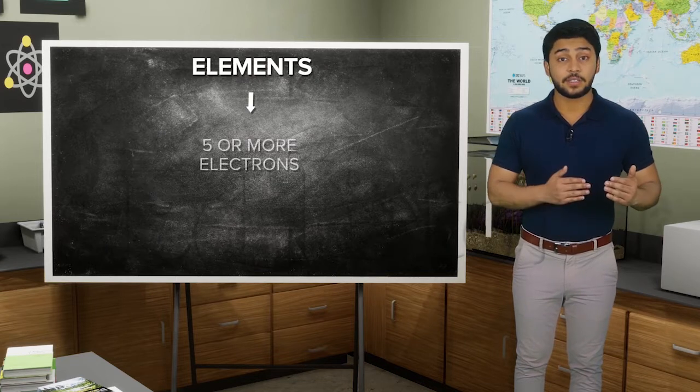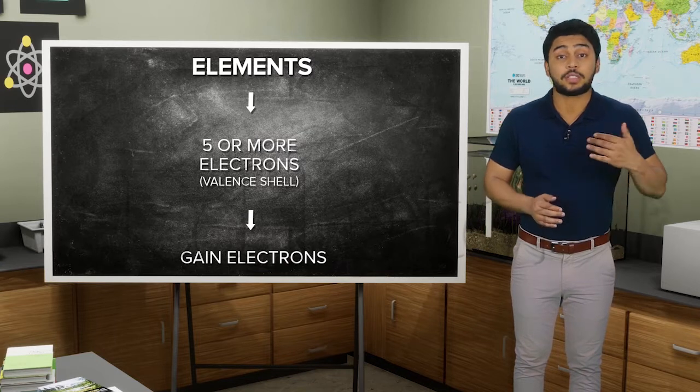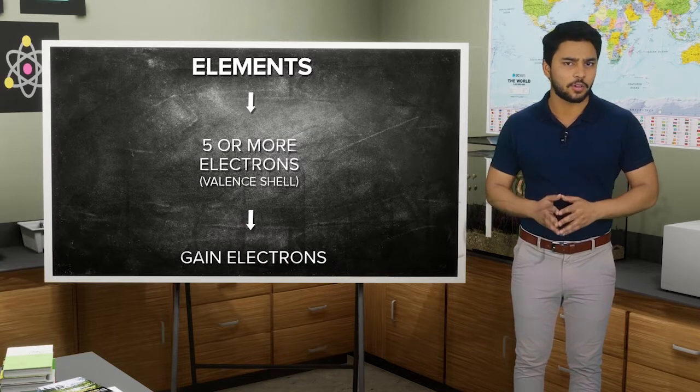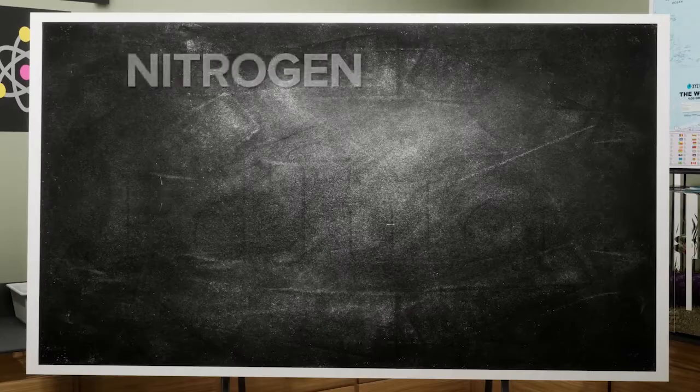Meanwhile, elements that have 5 or more electrons prefer to gain because they require fewer electrons in their valence shell to become complete. I hope you are following the concept of valency so far.